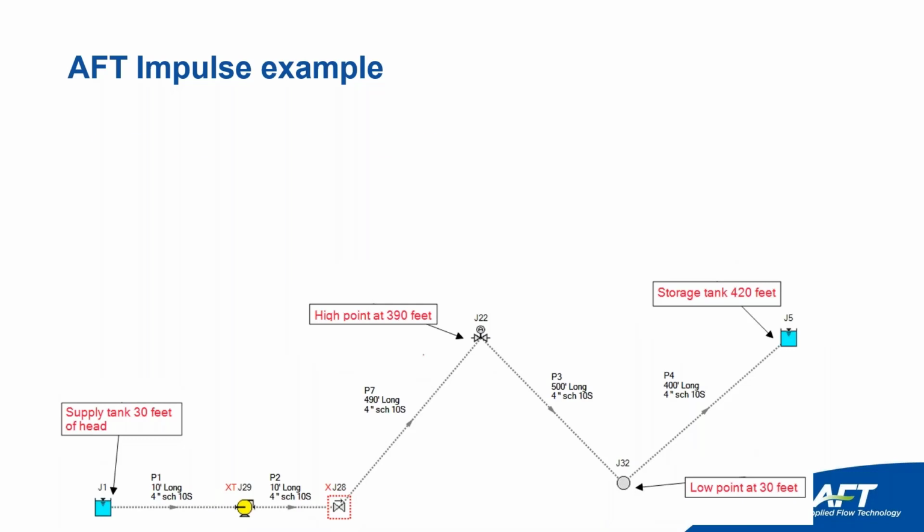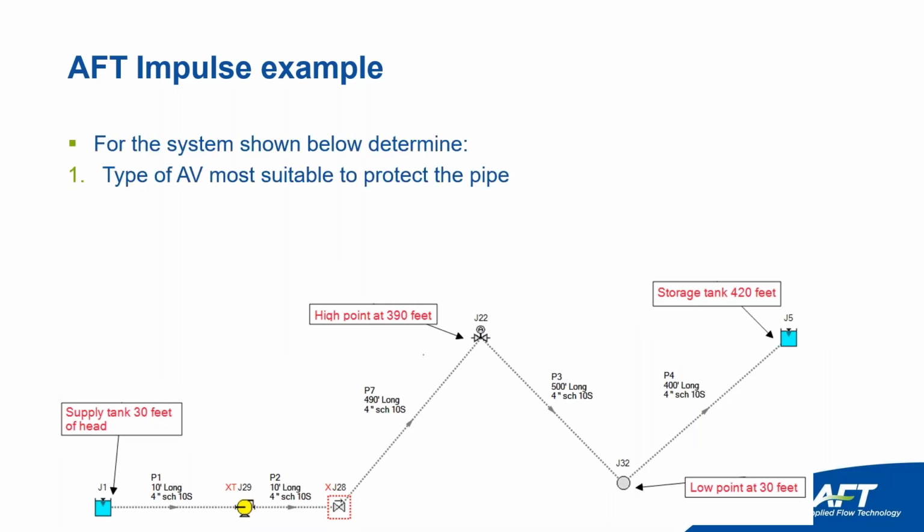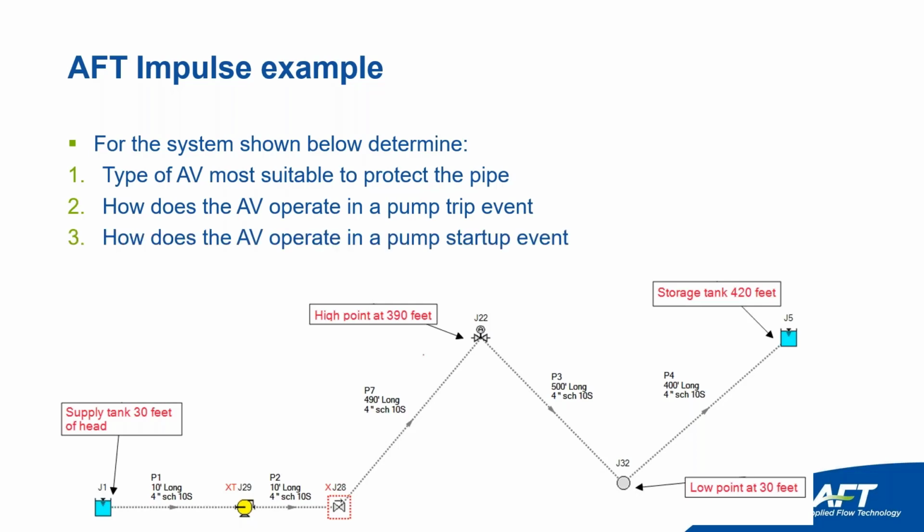So what do we want? For the system below, we want to determine, first, the type of air valve most suitable to protect the pipe. How does the air valve selected operate in a pump trip? And how does the air valve selected operate in a startup? We want to check both events to make sure they work properly.